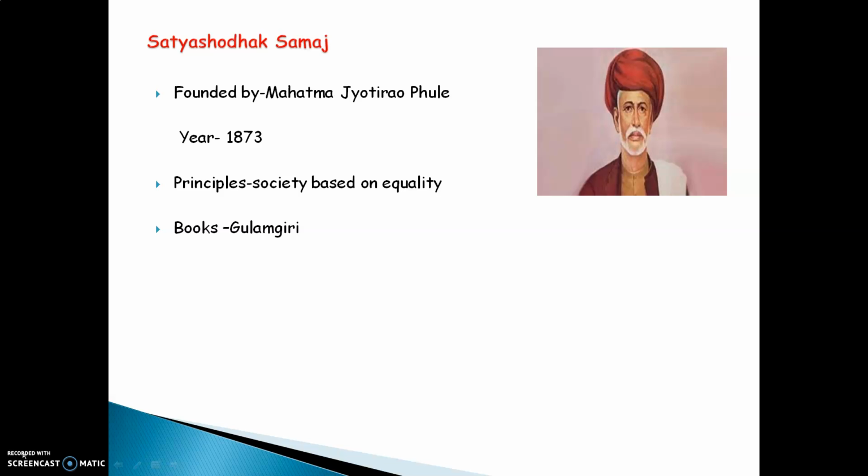Satyashodak Samaj, founded by Mahatma Jyotirao Phule. We know him as the first person to start education for girls, schools for girls. He founded the Samaj in the year 1873. His principle, his value, was that society should be based on equality. For him, girls and boys, men, women, rich, poor, everybody was the same. He always focused on bringing society upwards on only one principle, that is equality. He wrote various books, and one of his famous books is called Gulamgiri.